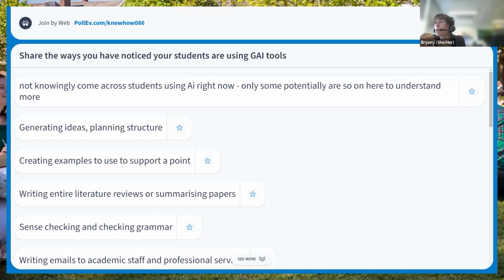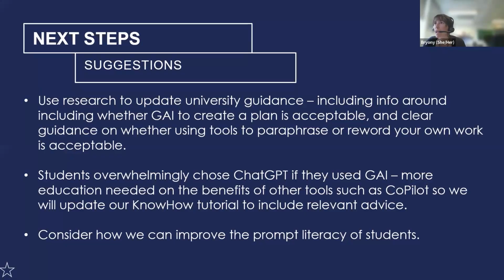Yeah, some staff aren't really aware that students are using GAI much in their subjects, which I guess is going to be the case for some as well. Okay, so that's really interesting. You can continue to add to that. We might have a little look at that later. But yes, I think I'm going to hand back to Heather now.